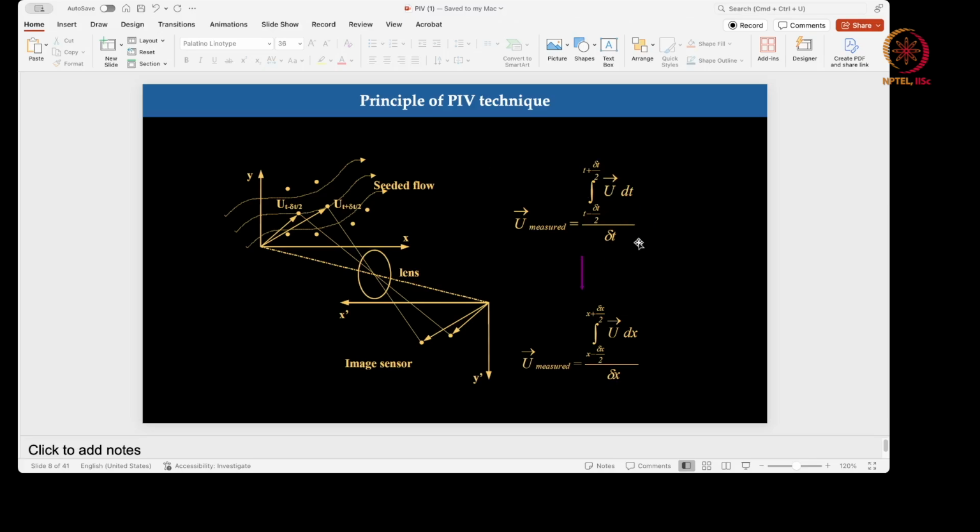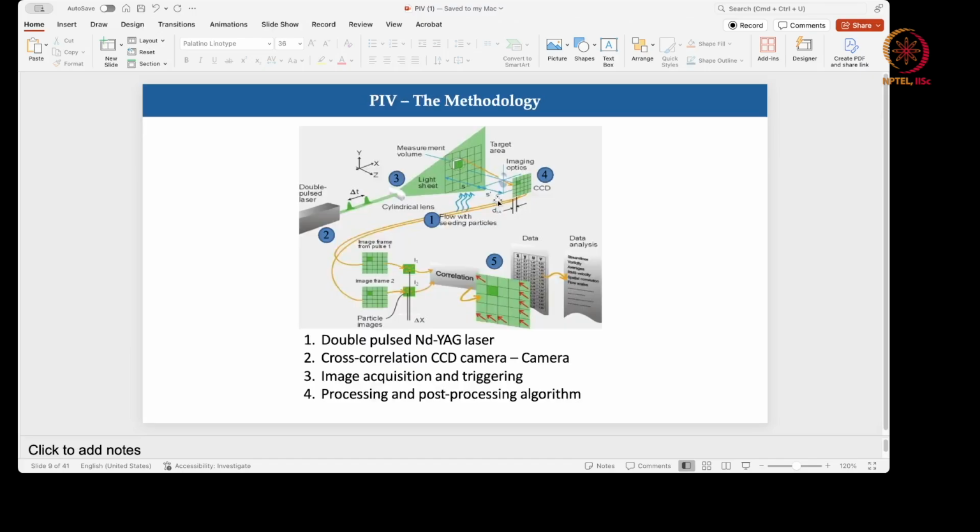So this is like an integral way of measuring the spatial or the temporal velocity. This is how the measurements are performed, the very simple principle of the PIV technique. So you have to summarize it in this way: we have used a double pulsed laser, which has a finite delta t between the two pulses.